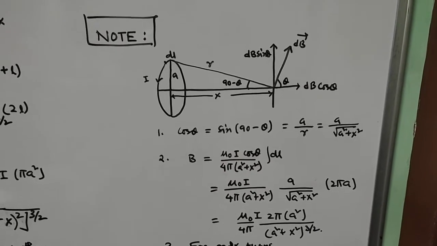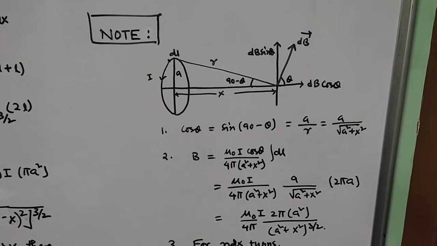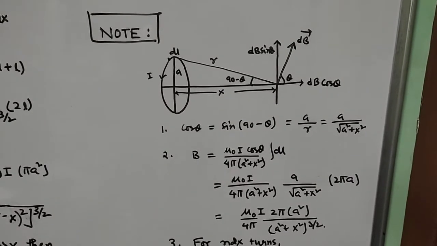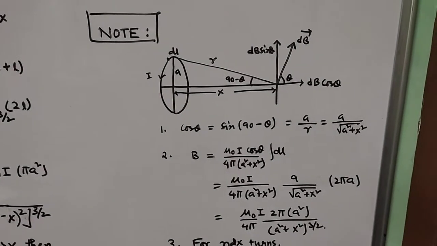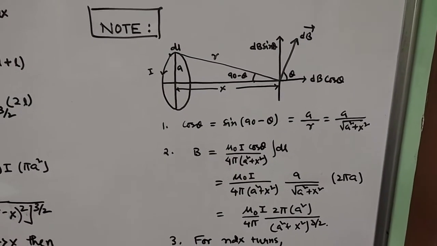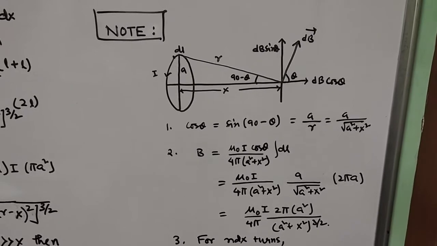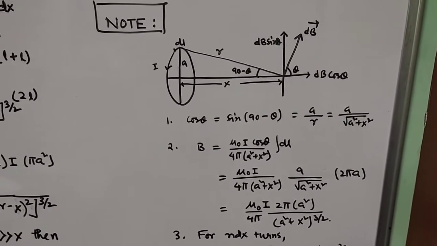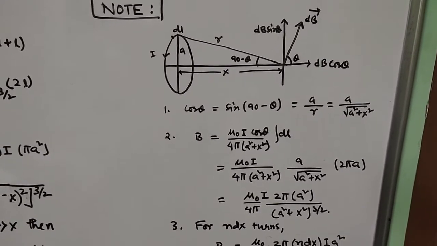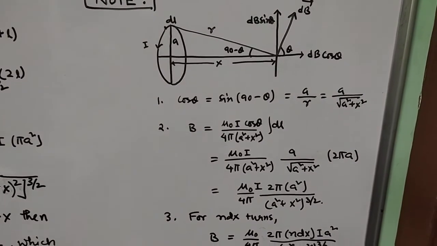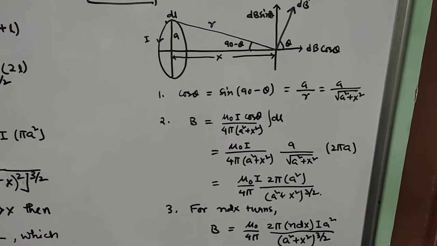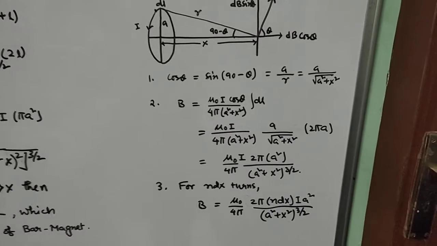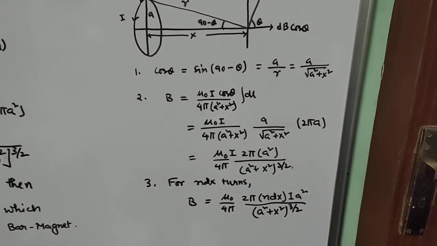So ultimately magnetic field is the summation of dB cos theta, and dB is nothing but Biot-Savart's law, mu naught by 4 pi, I dl sin pi by 2 by r square. R square is nothing but a square plus x square. So dl is nothing but 2 pi a, that is your circumference. So ultimately if you substitute the value of cos theta, the final expression will be mu naught I 2 pi a square by 4 pi (a square plus x square) to the power 3 by 2. If you consider n dx turns, what you have to do, you have to simply multiply.